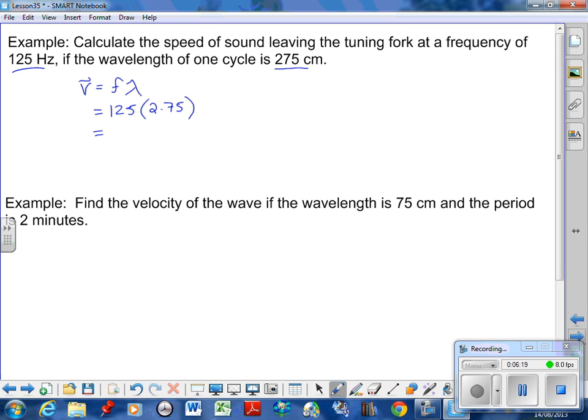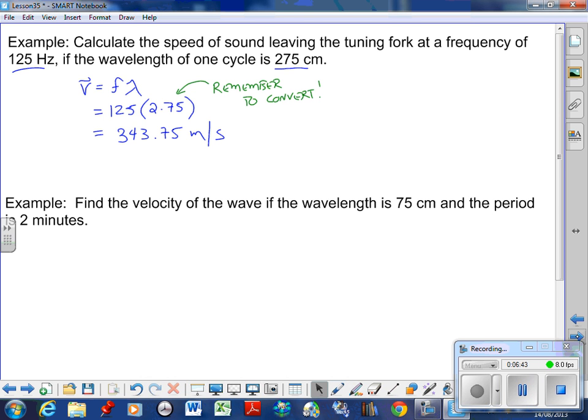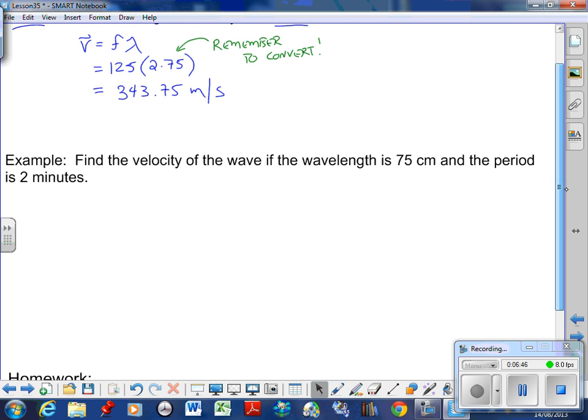So we end up with 343.75 meters per second. So that is the velocity of sound in air. And I'll just put a reminder here. Remember to convert. All right. And final example here. Find the velocity of a wave. So we're looking for velocity. We're given wavelength and we have the period.